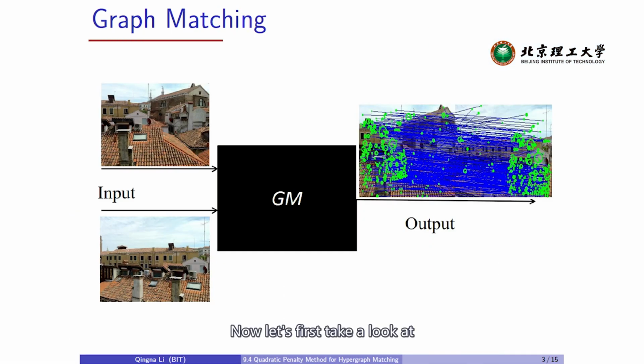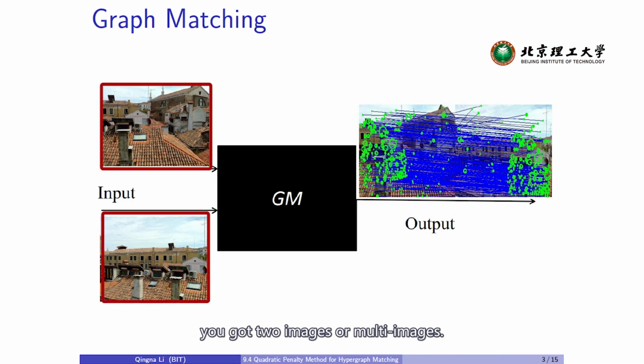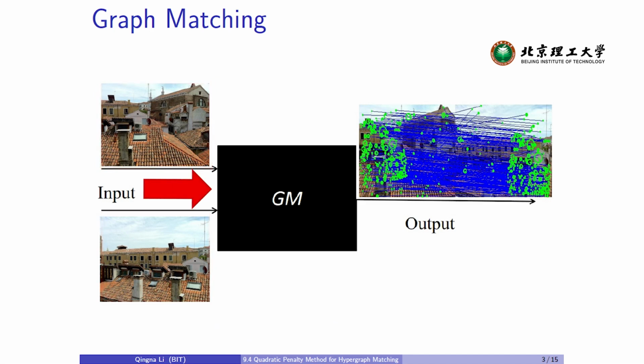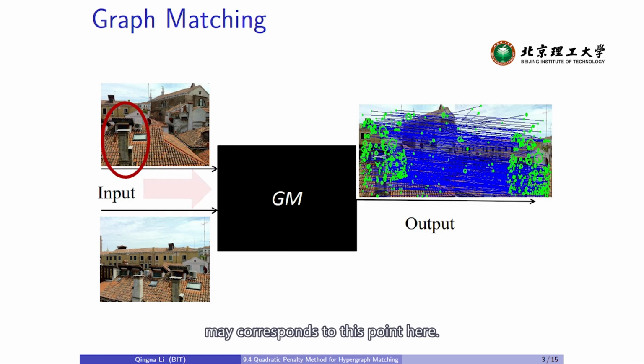Now let's first take a look at what graph matching is. The idea of graph matching is that you have two images or multiple images, and we try to match them together. For example, this point may correspond to this point here. So you try to match the corresponding points in two images together. Here, the black box is actually the graph matching algorithm.